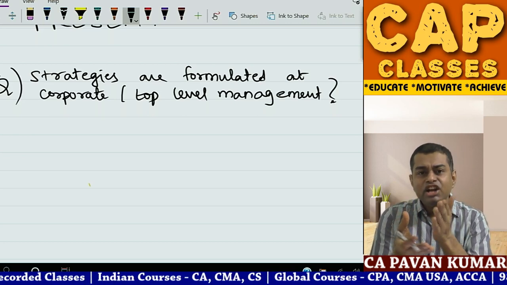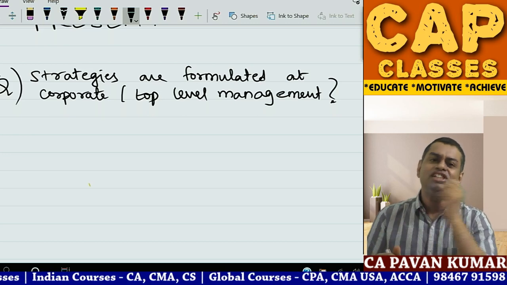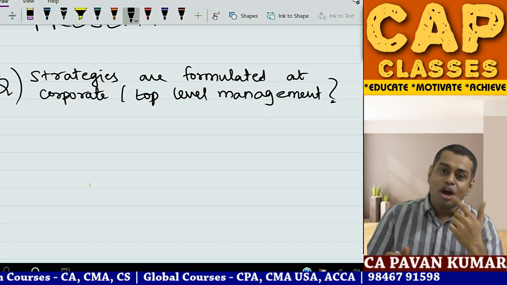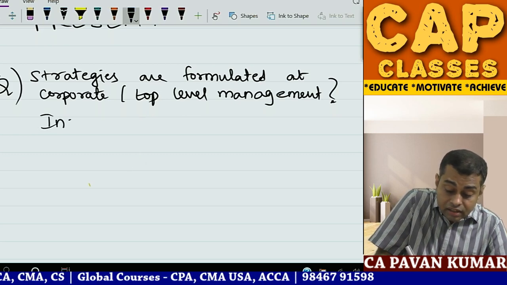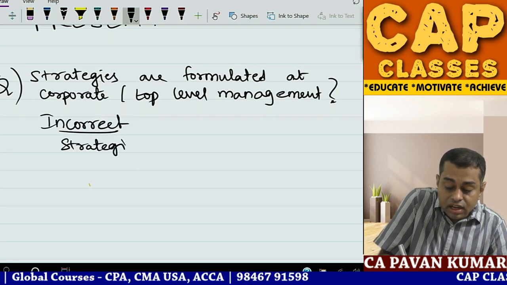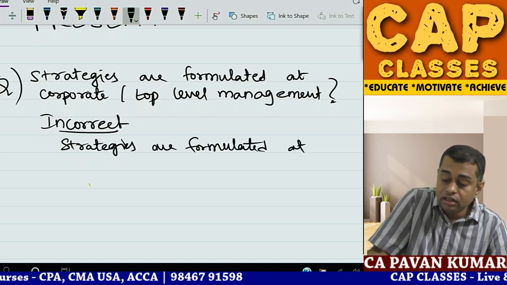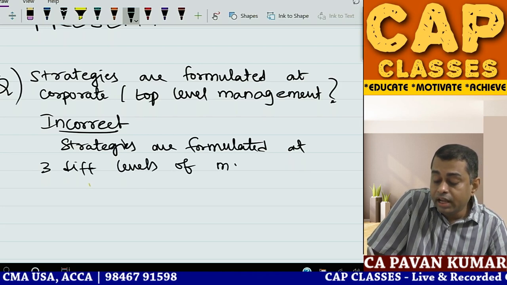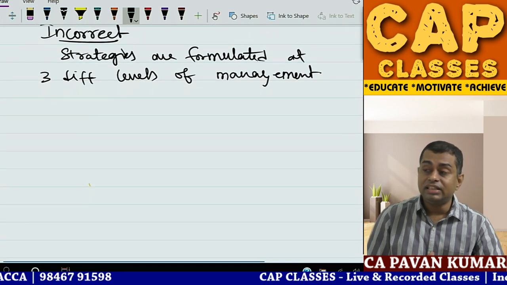No, idiot, in your syllabus, corporate level strategies are there, business level strategies are there, divisional level strategies are there, functional level strategies are there. So do you think functional level strategy is developed at top level management? No. So what is the answer? Incorrect. The statement is incorrect, because strategies, write down, are formulated at three different levels of management.